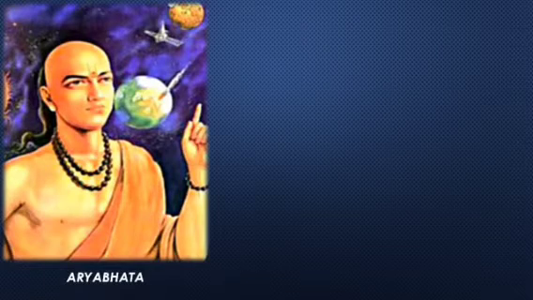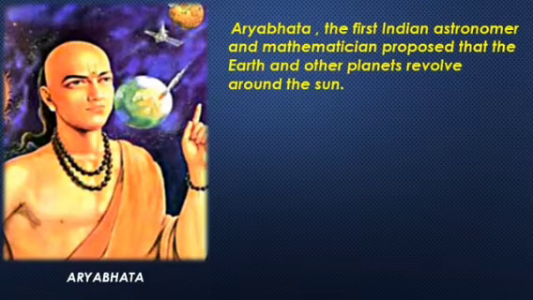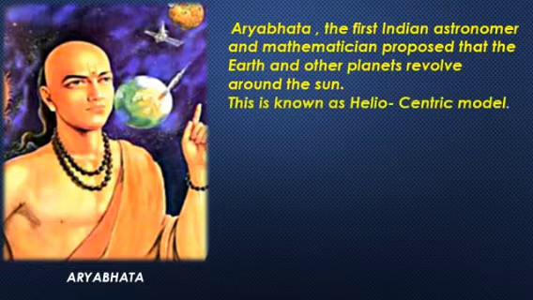Children, I hope you have understood the concept of geocentric model. In geocentric model, Earth was at the center and all the other planets, Sun and Moon were revolving around the Earth. Aryabhatta, the first Indian astronomer and mathematician, proposed that Earth is not at the center of our solar system. In fact, Sun is the center. All the planets, including our Earth, revolve around the sun. This is known as heliocentric model. Helio means the sun. Heliocentric model means the sun-centered model.